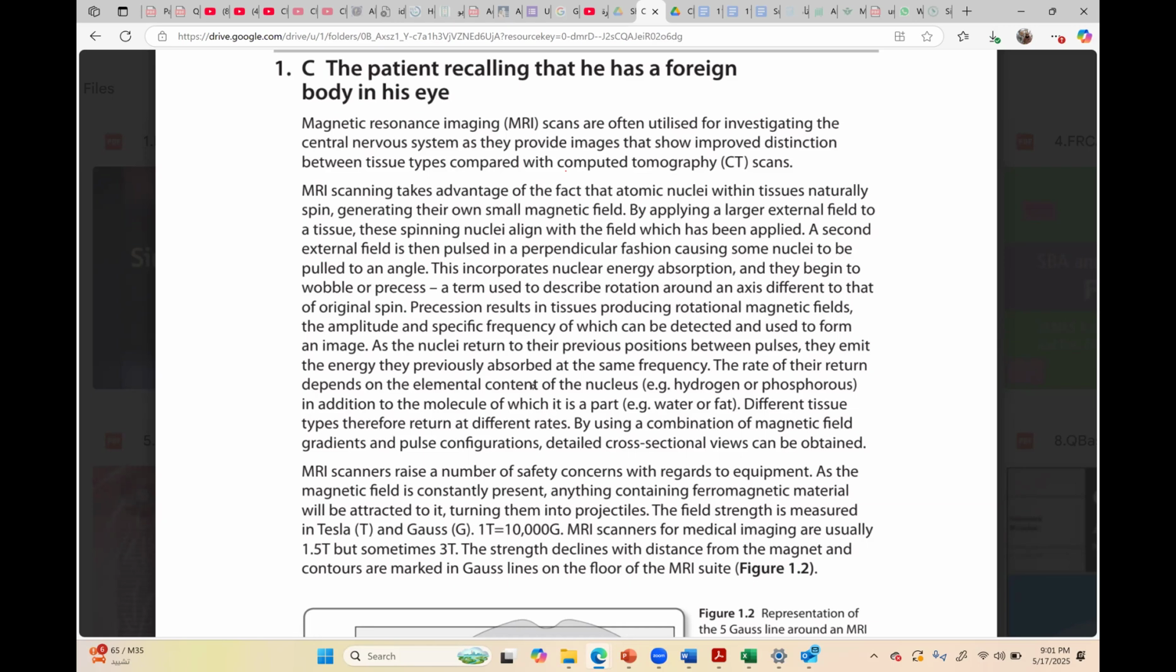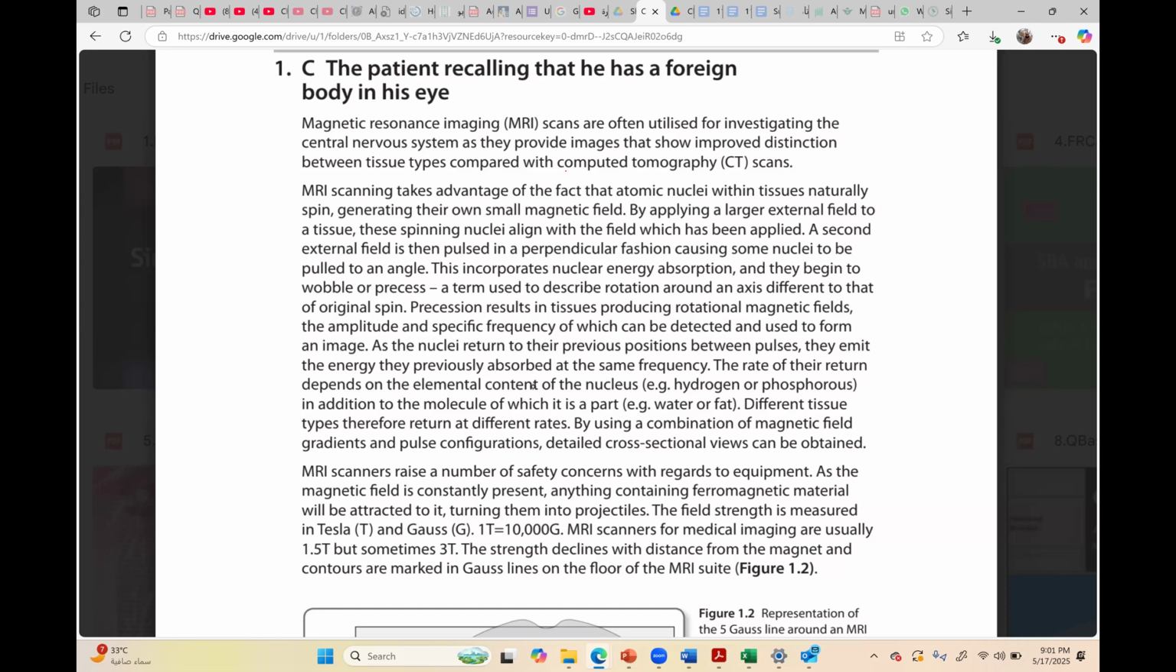That's what I explained, that one is fixed and one is switching on and switching off. When it is switching on, the nuclei go to a high level, and when it is switching off, it returns to the previous level. This change is different in different tissues according to their pathology or physiology. Okay. As the nuclei return to their previous positions between pulses, they emit the energy they previously absorbed at the same frequency. The rate of their return depends on the element content of the nucleus, hydrogen or phosphorus, in addition to the molecule of which it is part, water or fat. Okay. Different tissue types therefore return at different rates. By using a combination of magnetic field gradients and pulse configuration, a detailed cross-sectional view can be obtained.